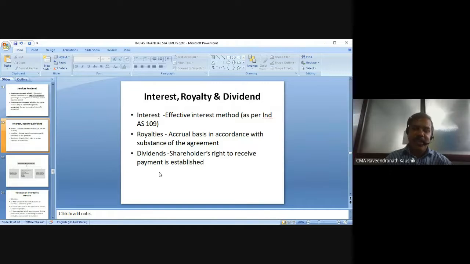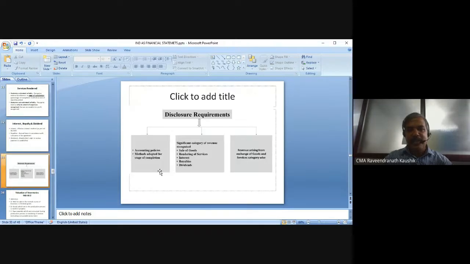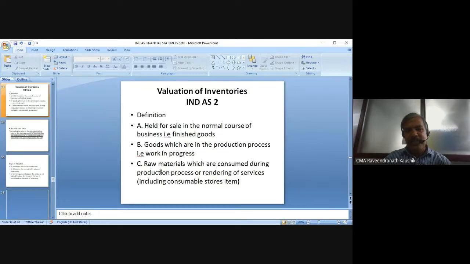So how do you recognize it? Recognition should be done only when the board approves a certain percentage of dividend which can be paid for that particular period of time. So that's how it needs to be done. And these are the disclosures which need to be done in the revenue recognition.